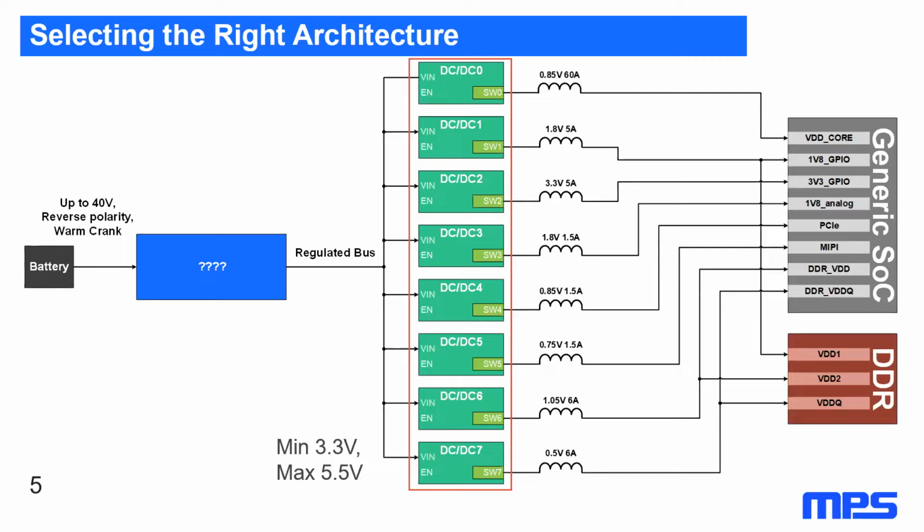It can have reverse polarity. It can have a warm crank, so it can drop the voltage to about 6, 5, or 3 volts, depending on the conditions. We need to interface the car battery with low voltage DC-DC converters, and this is where the pre-regulator comes in.